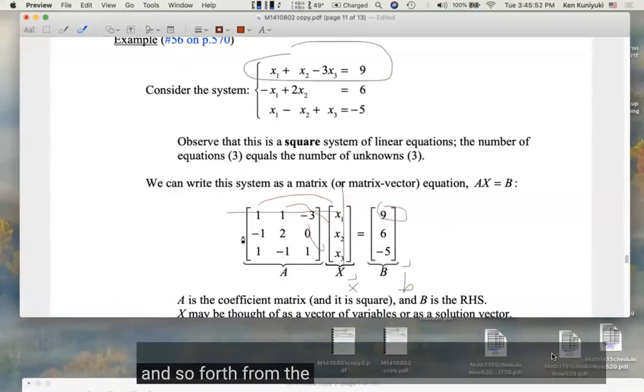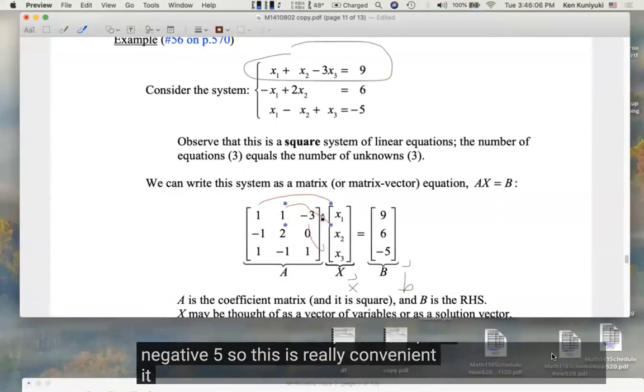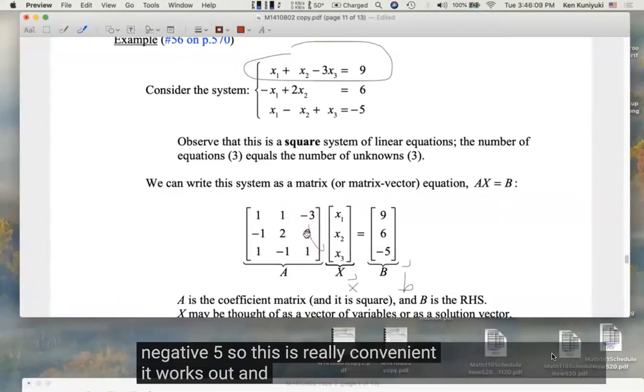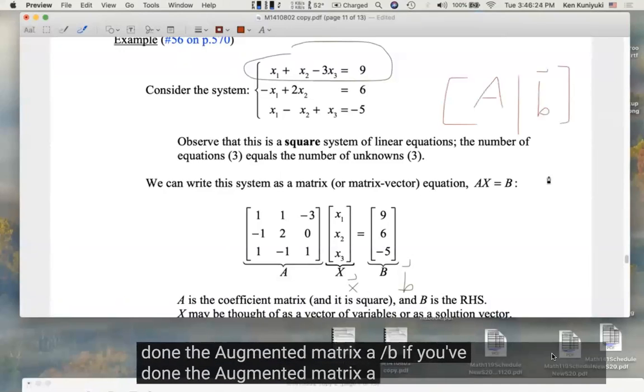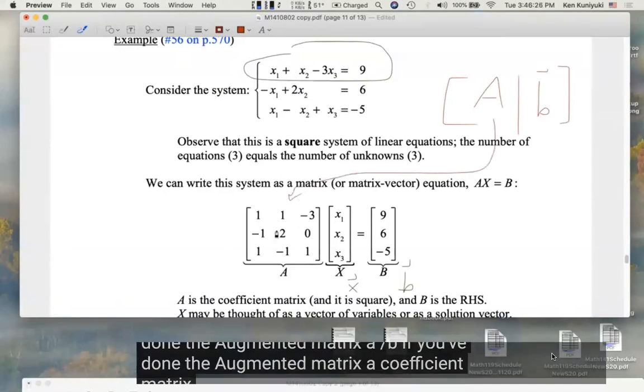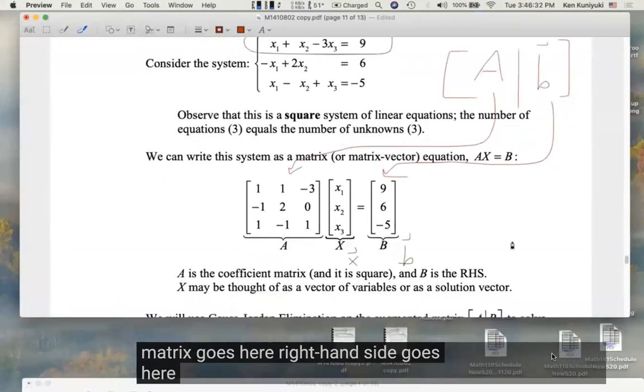And so forth. From the second row, and these variables equals 6, we get that. Over here, x1 minus x2 plus x3 equals -5. So this is really convenient. It works out. And this is, incidentally, the coefficient matrix. See, if you had done the augmented matrix, A slash B, coefficient matrix goes here, right-hand side goes here. All right.